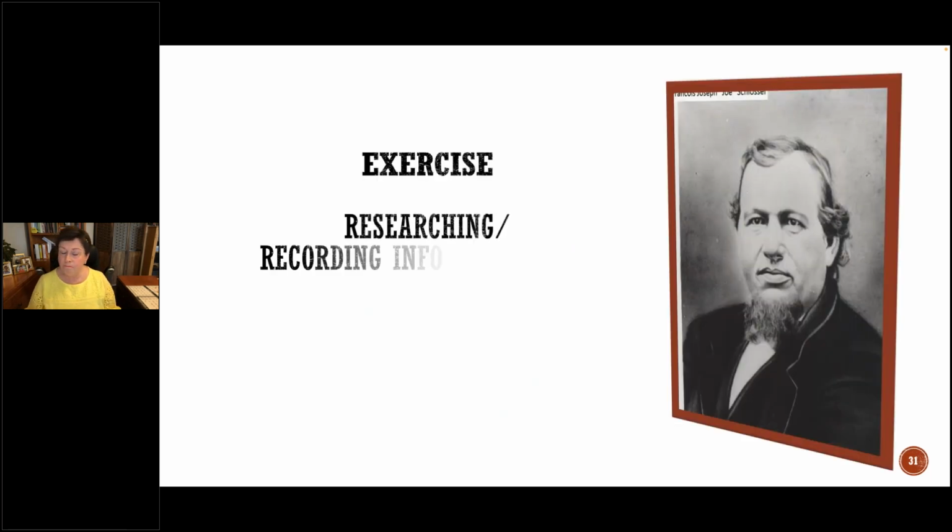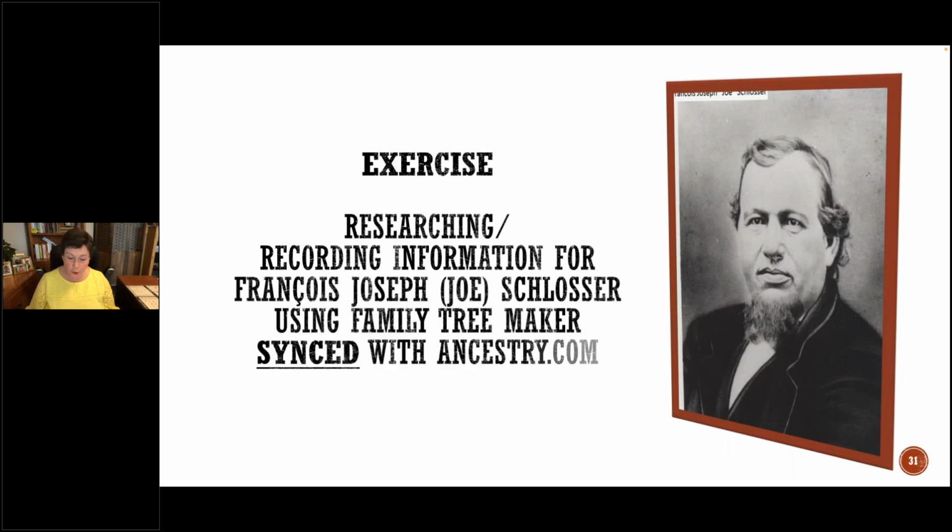All right, now I'm gonna do a little exercise here, researching and recording information for Francois Joseph Joe Schlosser. That's my great grandfather. He was a bear of a man. He was over 6 feet tall and supposedly weighed about 400 pounds. He arrived from Alsace in 1850 through the port of New Orleans, eventually ended up in Cincinnati for a very short time, and then moved to Covington, Kentucky, where he married my great-grandmother, Albertine Ritz, in 1860 at St. Joseph's Church on 12th Street. More information than I really intended to give you, but I just was on a roll there.